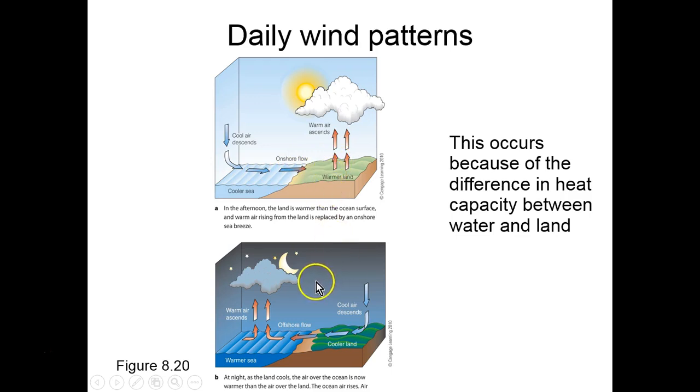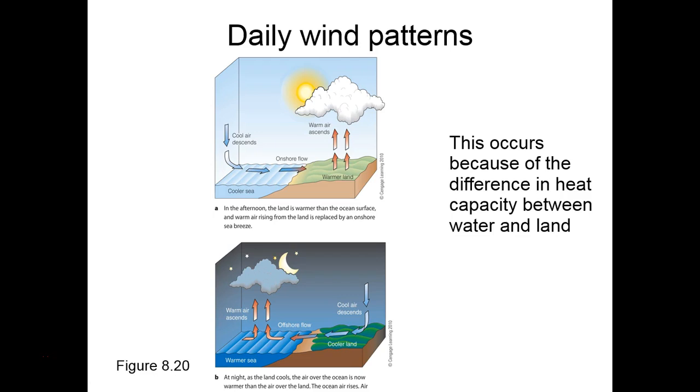Now at night, we take the sun away, the land is now going to cool down, and it's going to cool down more rapidly than the water is. And so what that creates is cold, dense air that sinks down. That creates a high pressure zone, and at high pressure zones, air is always going to want to move away from it towards lower pressure zones. So what we end up with is air sinking over land and air rising over water, and a net flow of wind from land towards the water at night, or probably early morning after it's been dark all day.